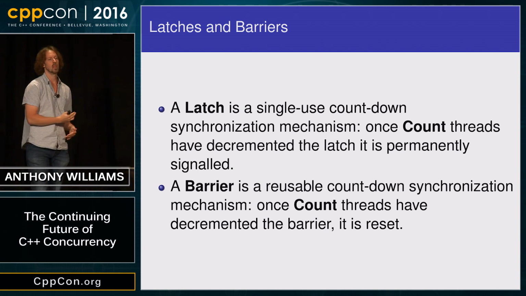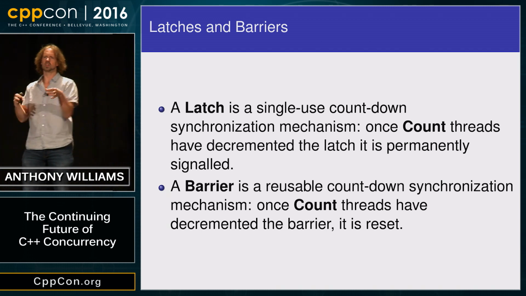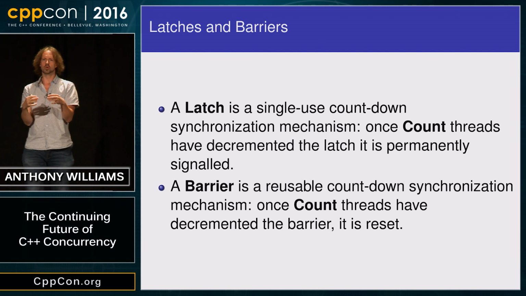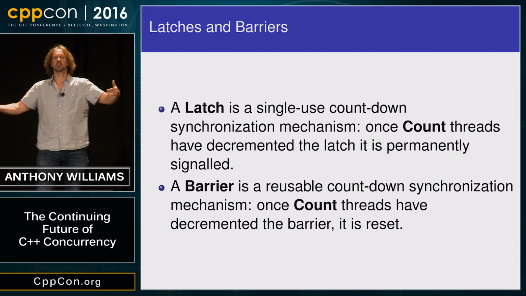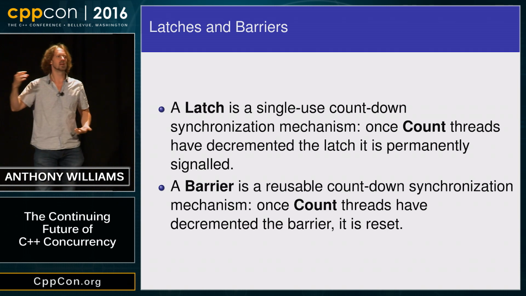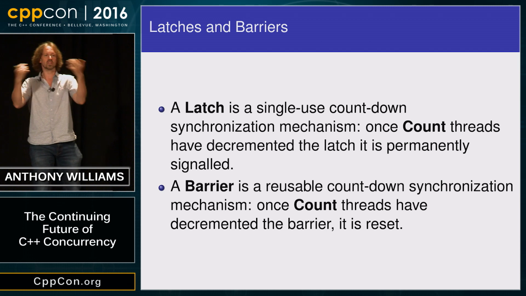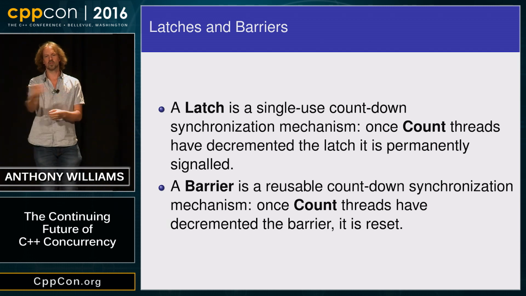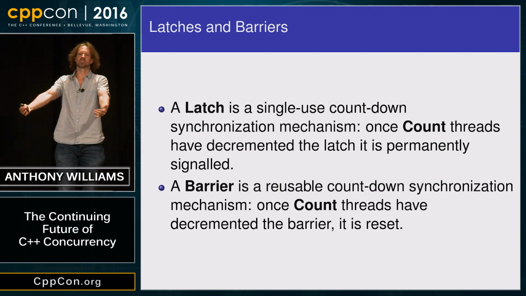Whereas barriers, on the other hand, are a reusable mechanism. This time you've got a bunch of threads that are waiting for each other in some sense. So if you've got a multi-stage process and all the threads need to have completed stage A before they can all move on and do stage B, then you create a barrier. You say, here's a barrier for 5 threads, here are my 5 threads. Each of them will arrive at the barrier. When all of them arrive, then they can all proceed.